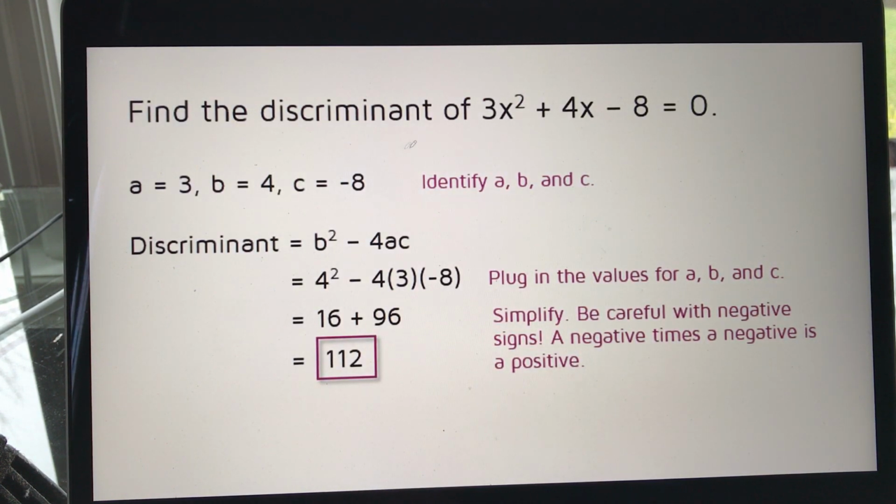So over here, find the discriminant. Sometimes we're just curious about the nature of the roots. So find the discriminant of this. A is 3, B is 4, and C is -8. I just plug it in, b squared minus 4ac, that's the part under the radical, and I get 112.